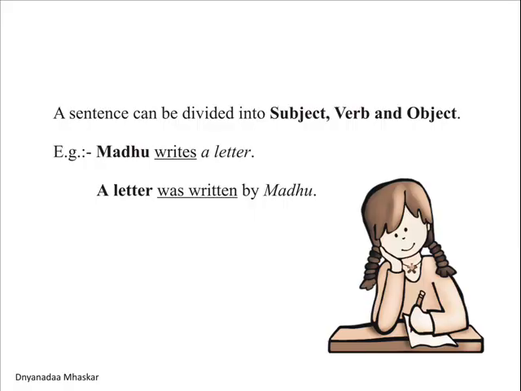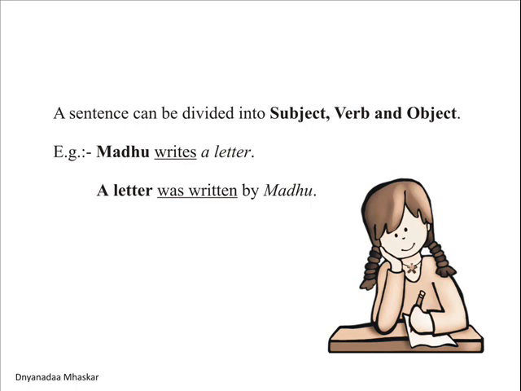A sentence can be divided into subject, verb, and object. Example, Madhu writes a letter. Here, Madhu is the subject, writes is the verb, a letter is the object. Now let us see what has happened. A letter was written by Madhu. So a letter has become the subject, was written is the verb. Look at the change that has happened in the verb and then followed by Madhu, which is the noun.